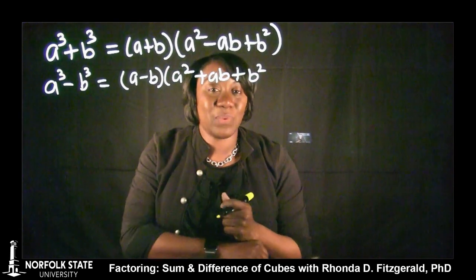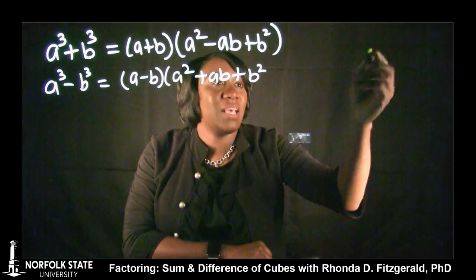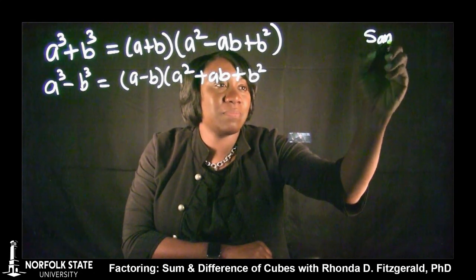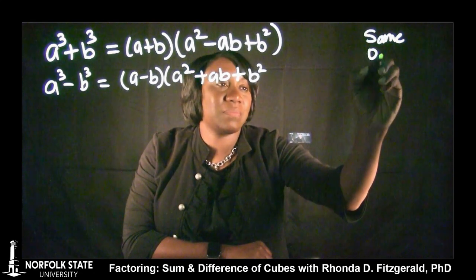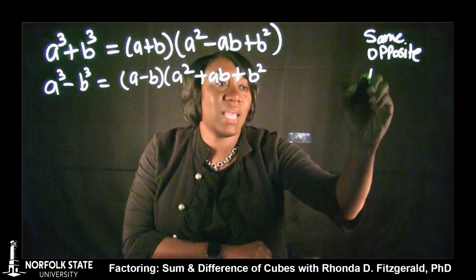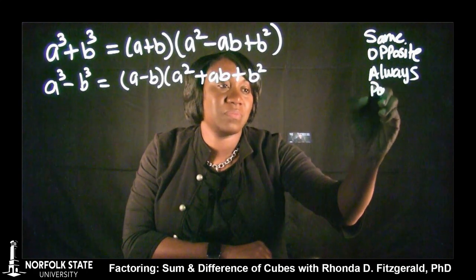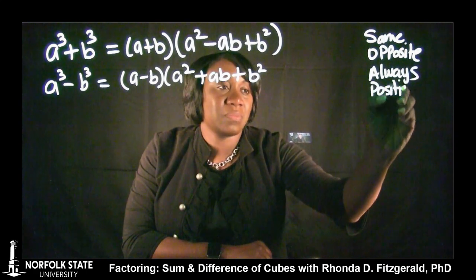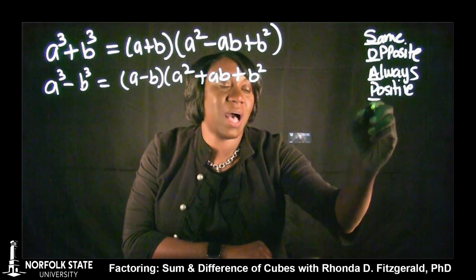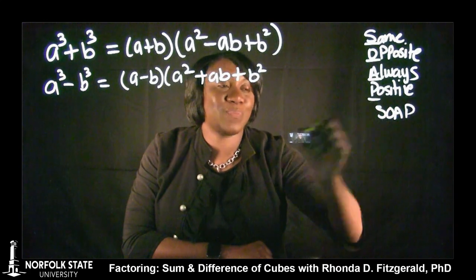Now, the acronym that we like to use that will help us with the signs of this is SOAP. SOAP represents same, opposite, always positive. So once again, same, opposite, always positive. And that acronym is SOAP.